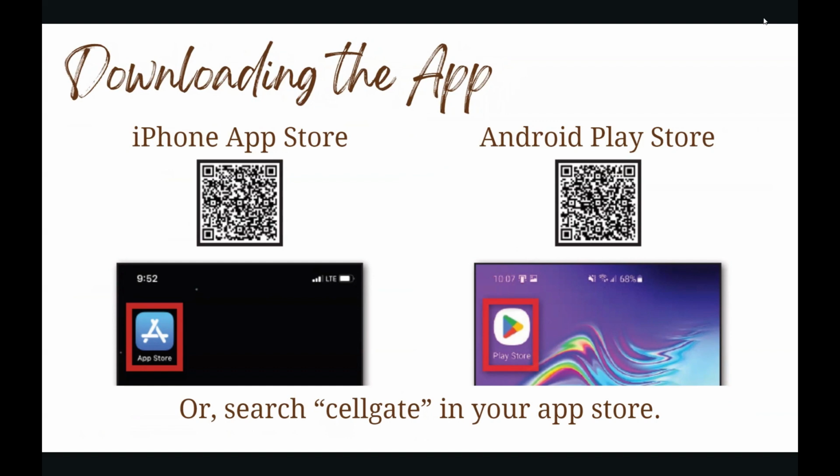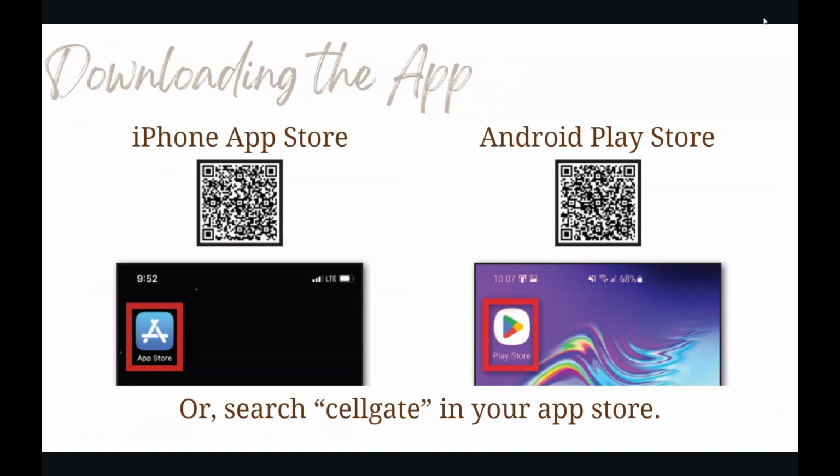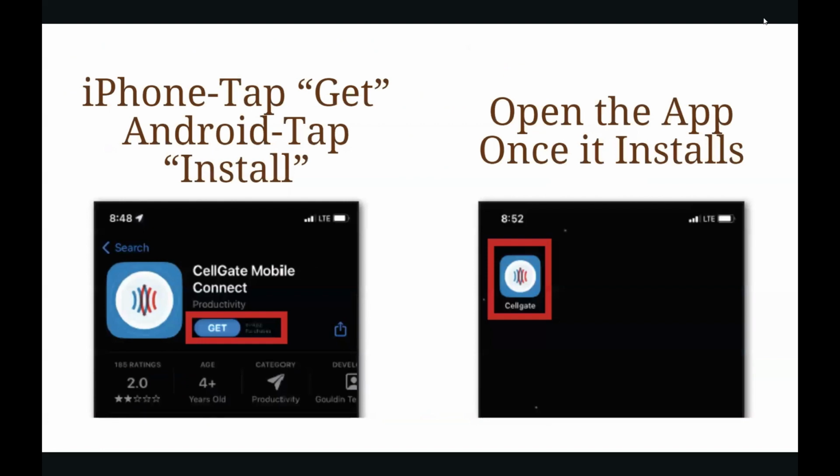Fortunately, if you don't receive the email, you can still download the app, and this is how you could do it. This is all in your printed material as well. You go to the iPhone App Store, you can scan that QR code to get right to it, or you can just search Cellgate in your App Store. Once you do that, if you have an iPhone, you'll tap Get. If you have an Android, you'll tap Install. That's just the two different nomenclatures there. Once it installs, you can open the app, and that's a little screenshot of what the app actually looks like on your phone.